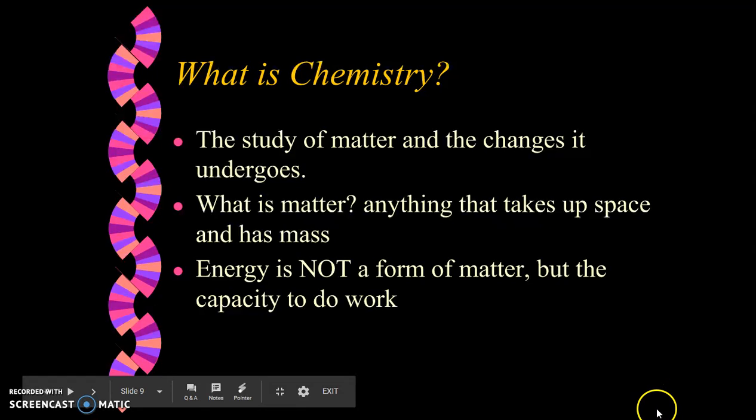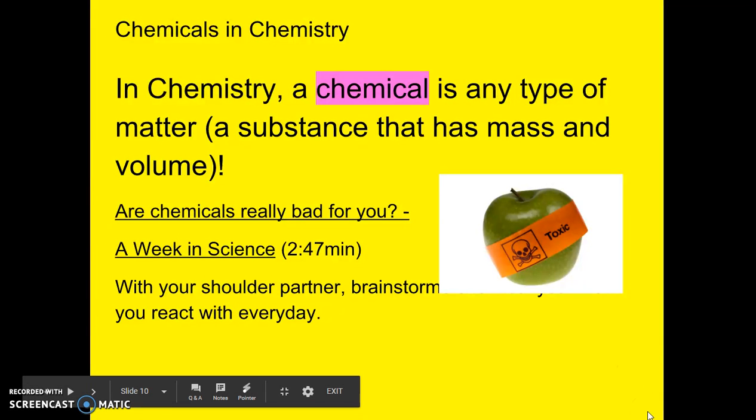Energy is the capacity to do work, so you need that energy in order to make things move or make things go or make things happen. But energy is not specifically matter. So a little bit about chemicals in chemistry. A chemical is any type of matter, a substance that has mass and volume.